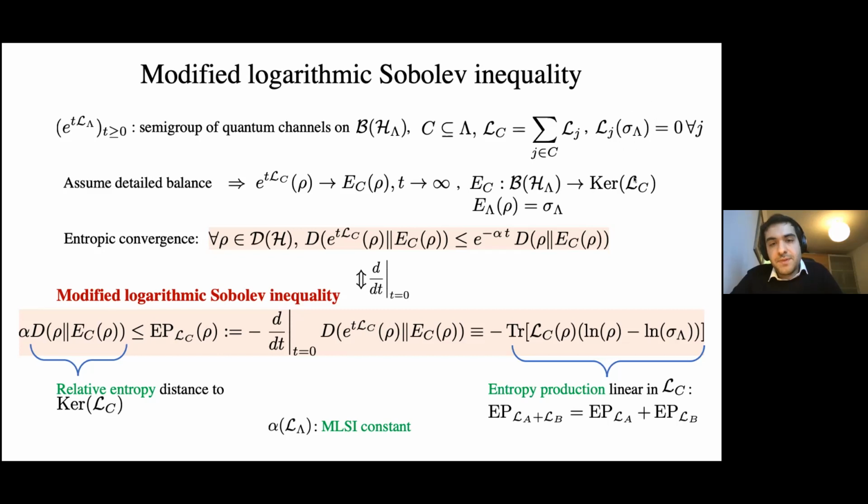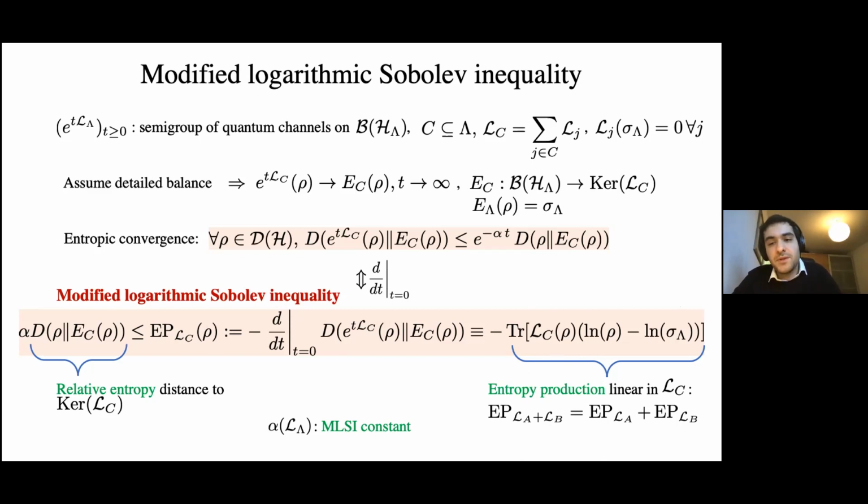Since we assume that was the fixed point of all these Lindbladians, it's relatively easy to convince oneself that the entropy production will be linear in taking the sum of Lindbladians interacting on different regions of the lattice. So I'm saying that this identity holds for the entropy production. And that suggests that one could potentially decompose the analysis into controlling this constant alpha on regions of fixed size. So that's how the proof will go.